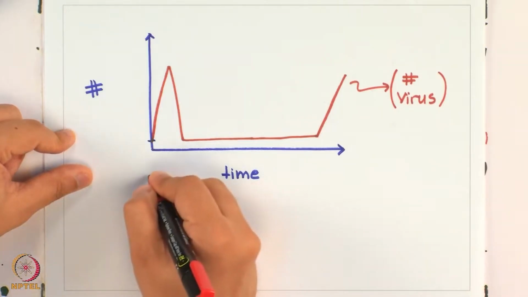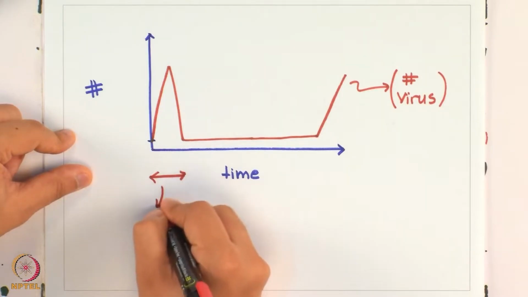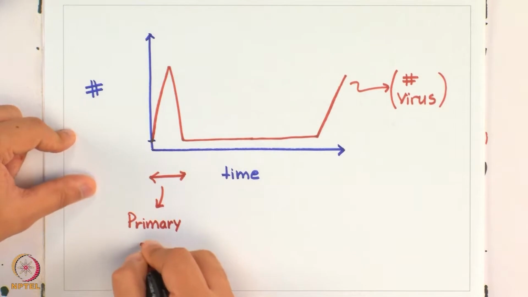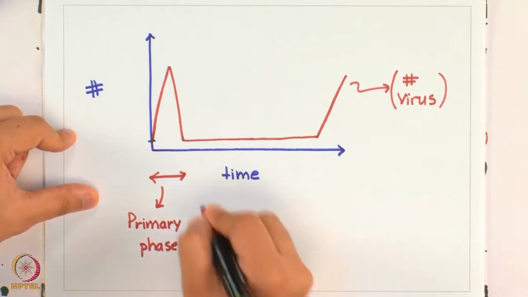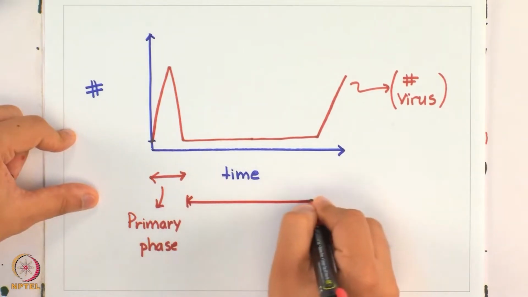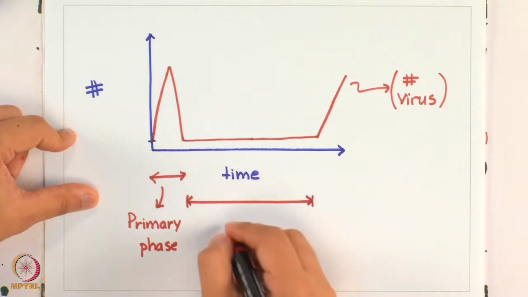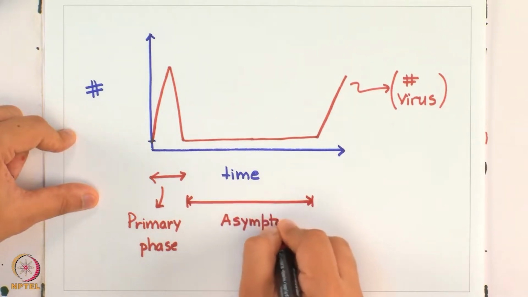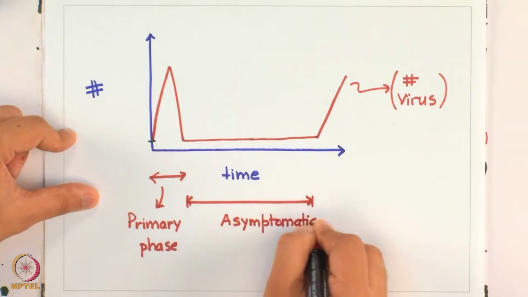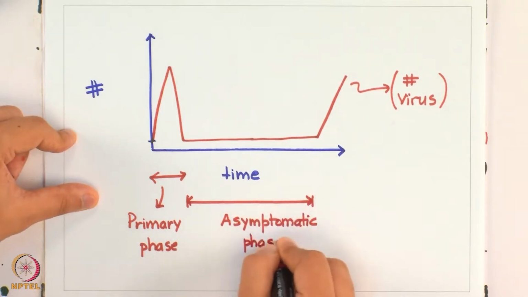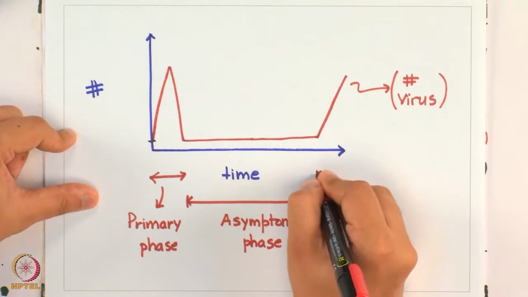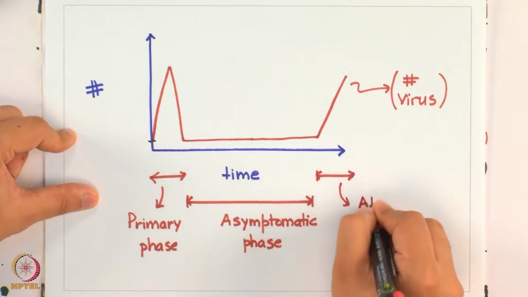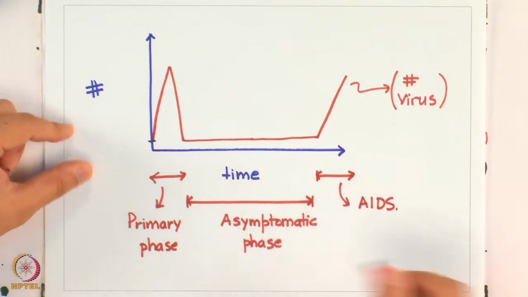And this phase of the infection is called the primary phase. This phase of the infection, where the immune system is able to keep the numbers in control, is called the asymptomatic phase. And this phase, where the virus particles grow and are uncontrolled, is when the patient is said to have AIDS.